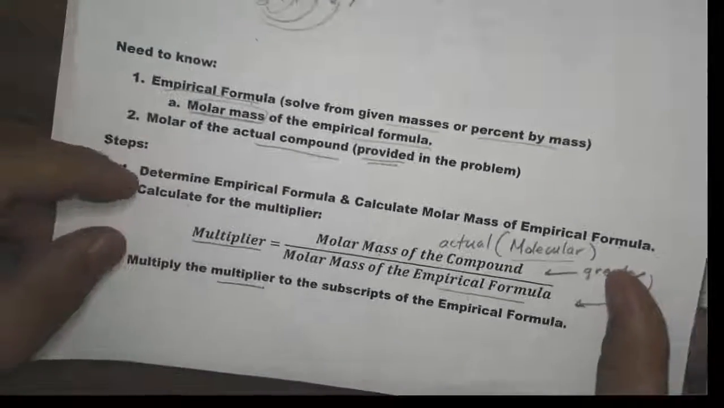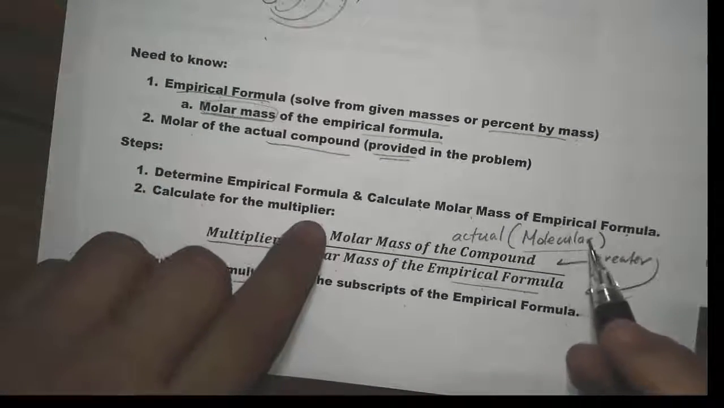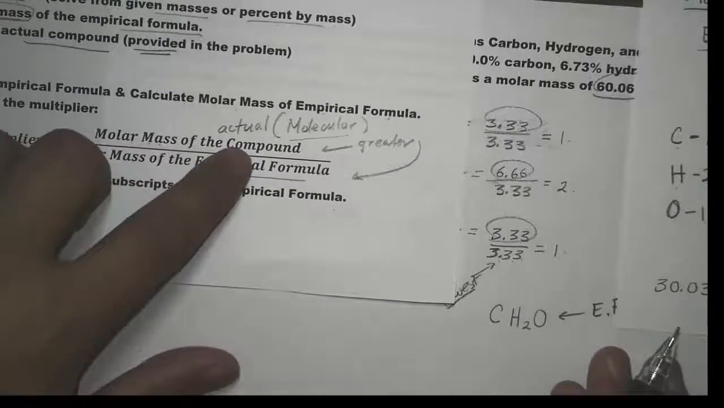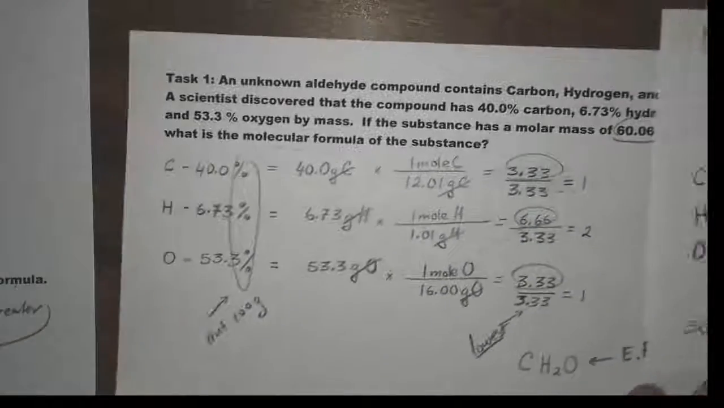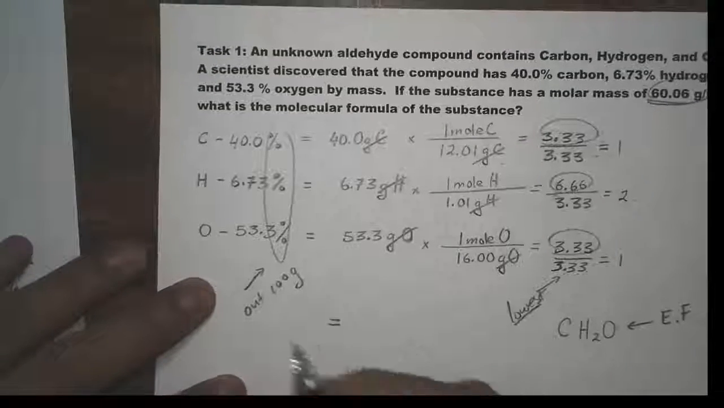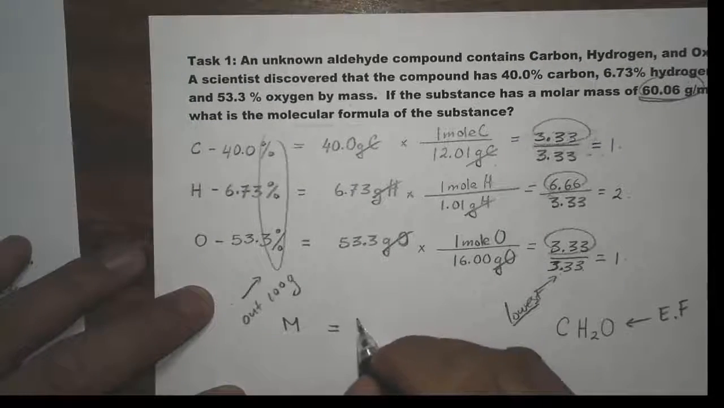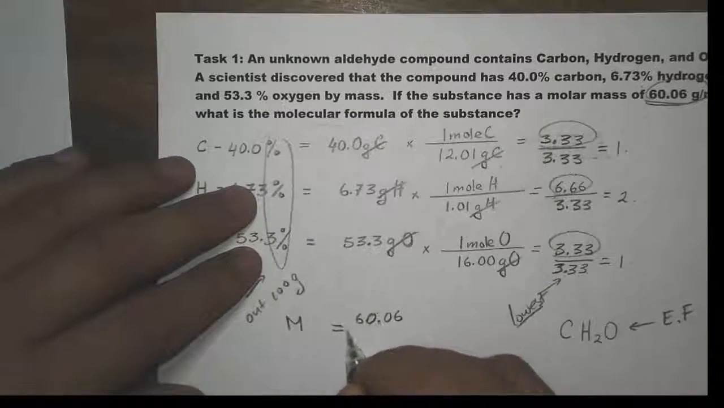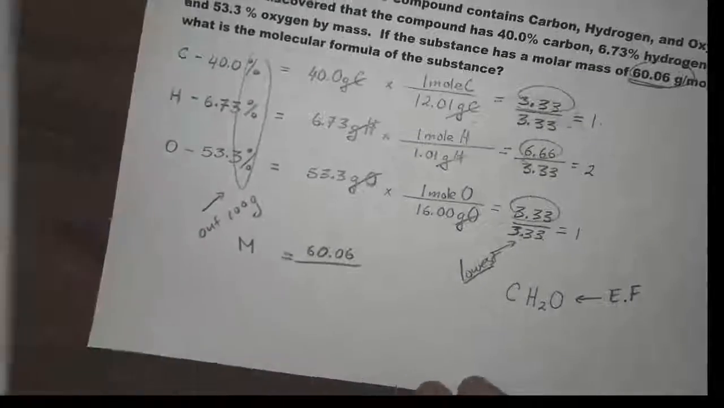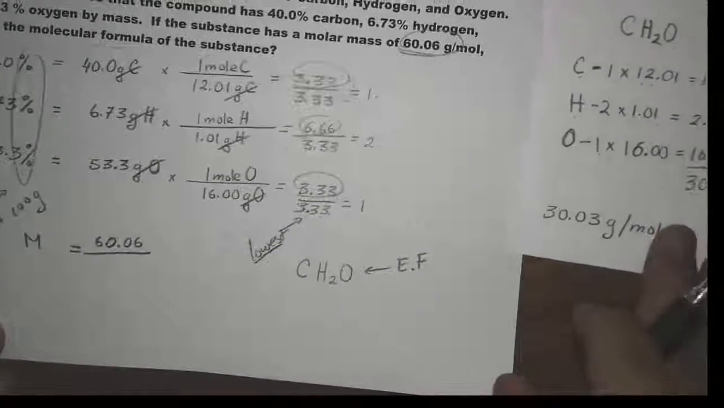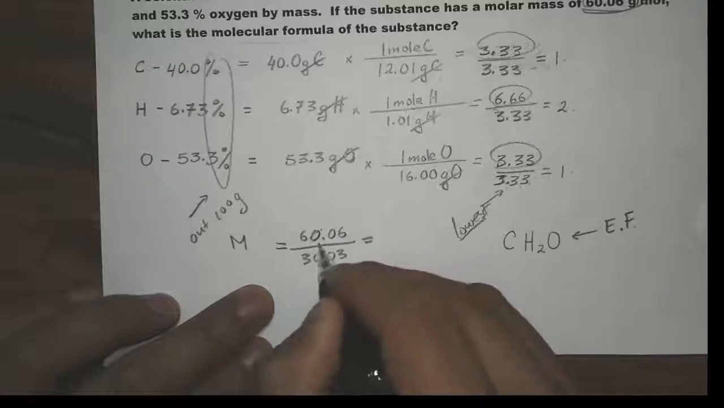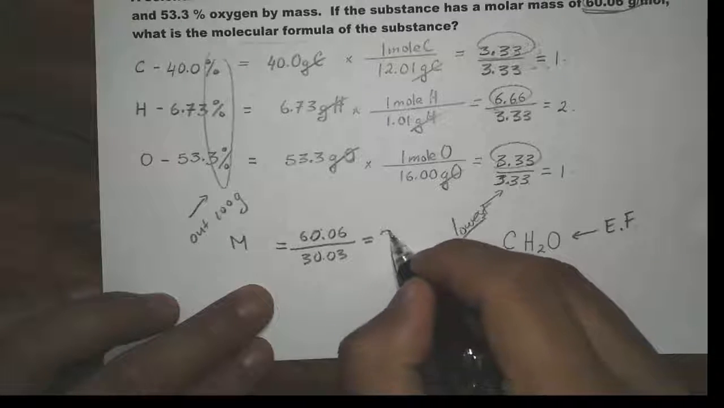The next step is to calculate the multiplier. In this case, the equation is this. It is the molar mass of the compound, which is given to us. In this case, we look back, it is 60.06. So let's call our multiplier M, which is equal to 60.06, divided by the molar mass of the empirical formula, which we just figured out, 30.03. If we plug this into a calculator, that gives us 2.